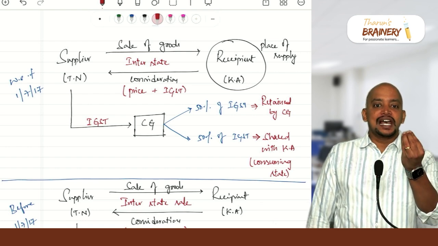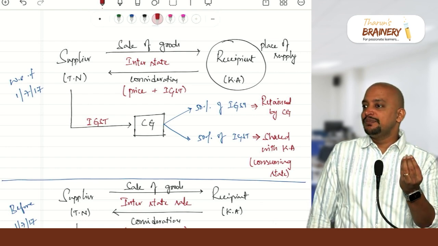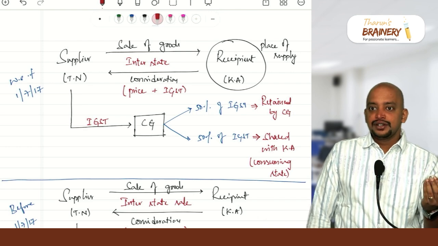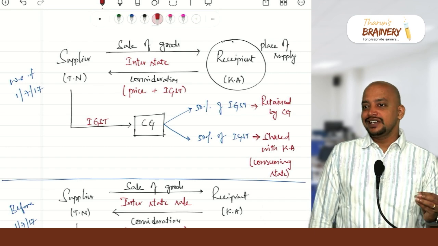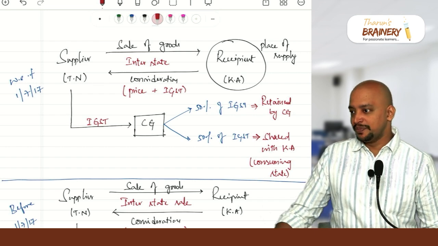Actually, this issue was highlighted by the Tamil Nadu Chief Minister at that time, Selvi J. Jayalalitha. So, she is basically an educated Chief Minister.